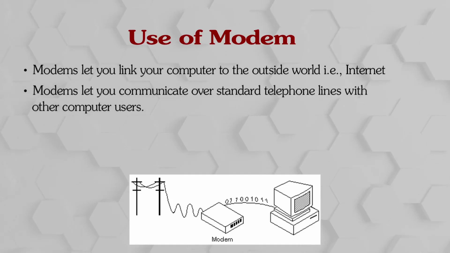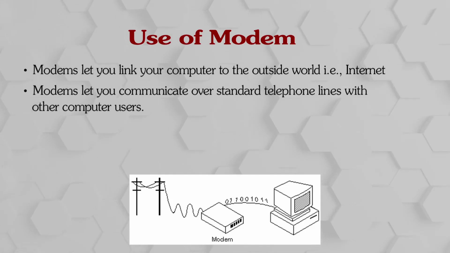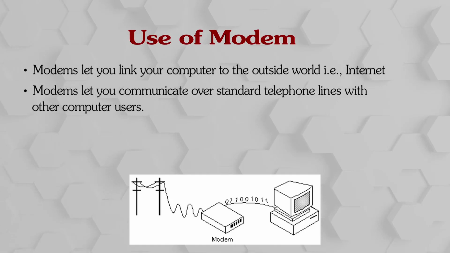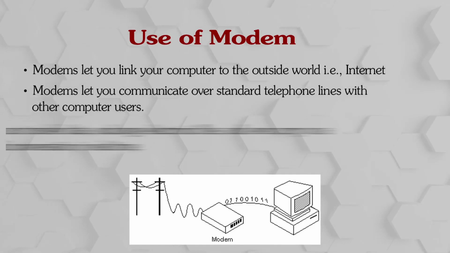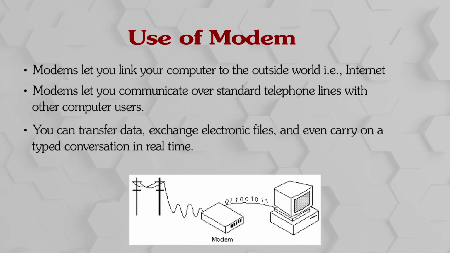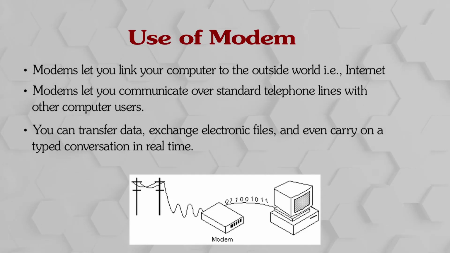You have seen in the previous diagram that two computers are there, and you want to send data from one computer to another computer. They are connected with telephone lines. The modem is sitting in between. So you can transfer data, exchange electronic files, even carry on transactions in real time through a modem.